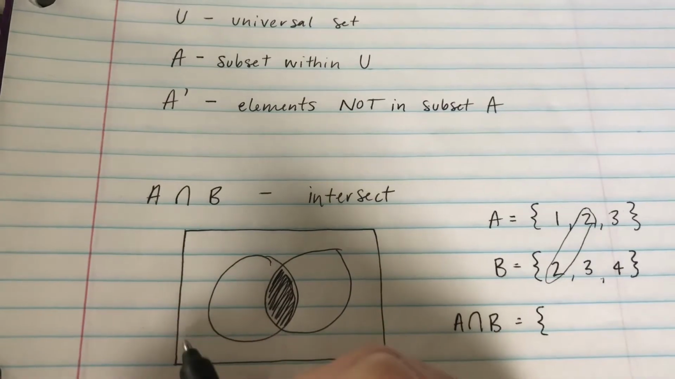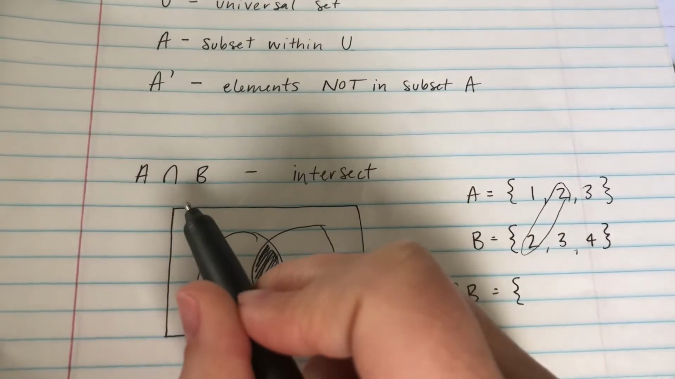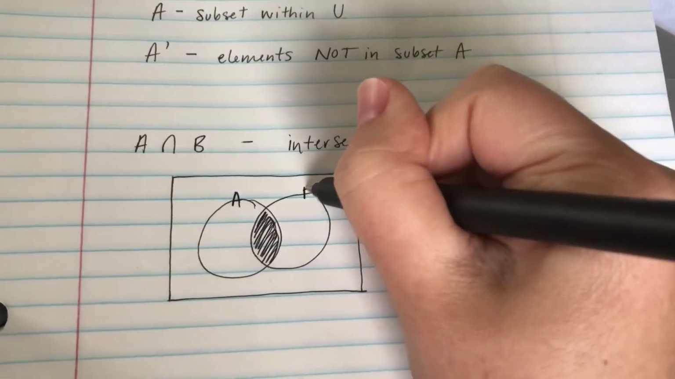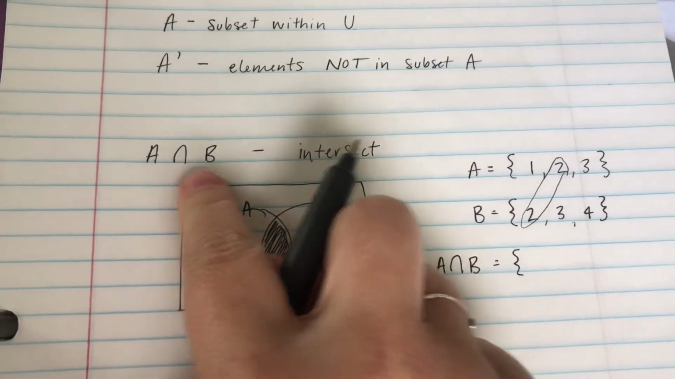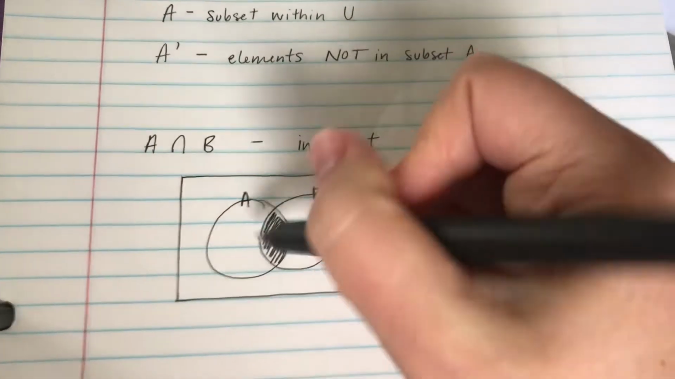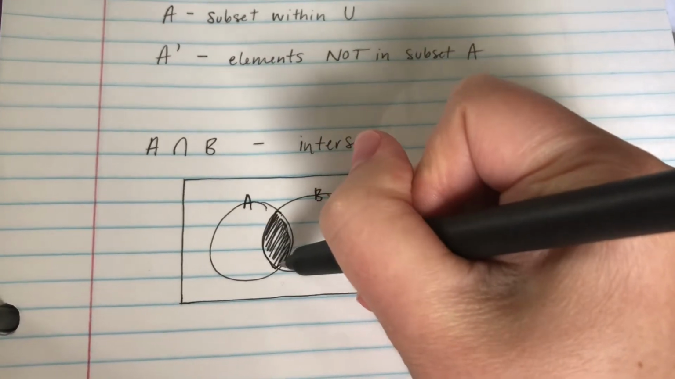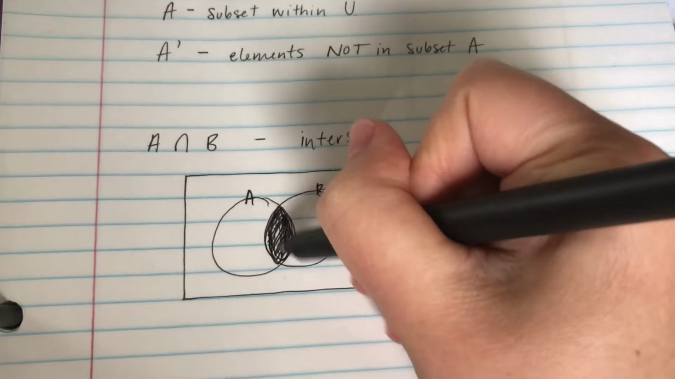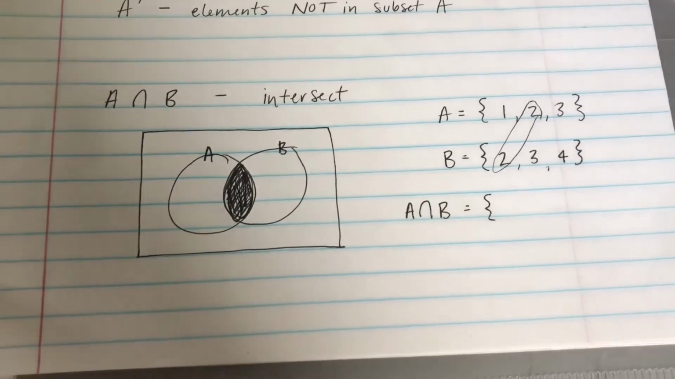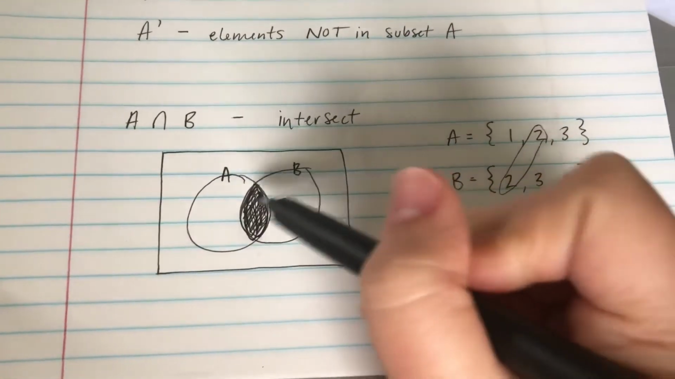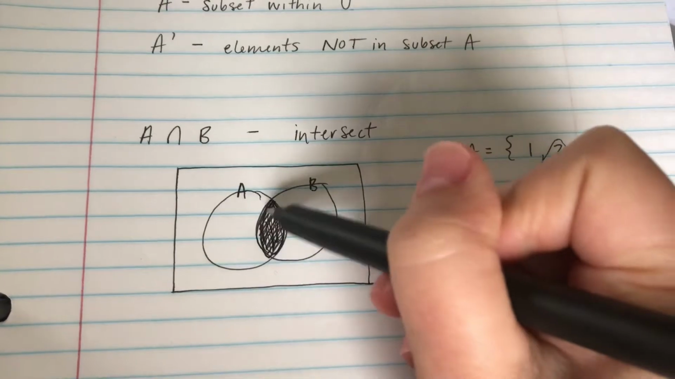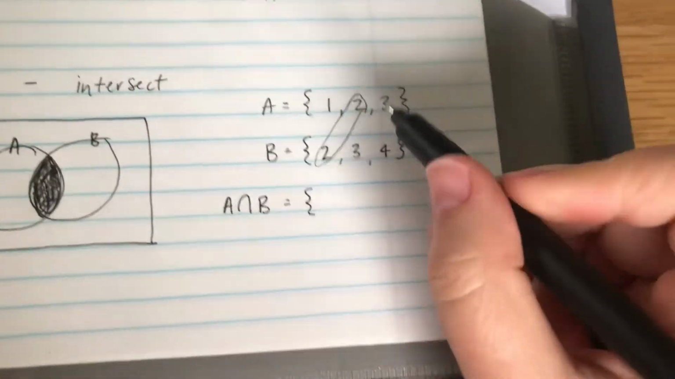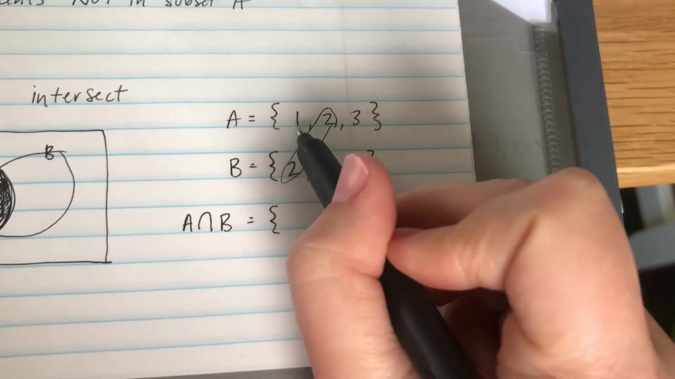If we're looking at a Venn diagram, the rectangle would be U, this one is A, and this one is B. A intersect B would be the subset here, only in here where these two intersect. So if you have a hard time thinking about what this symbol means, it's always only this section where things overlap, where they intersect.